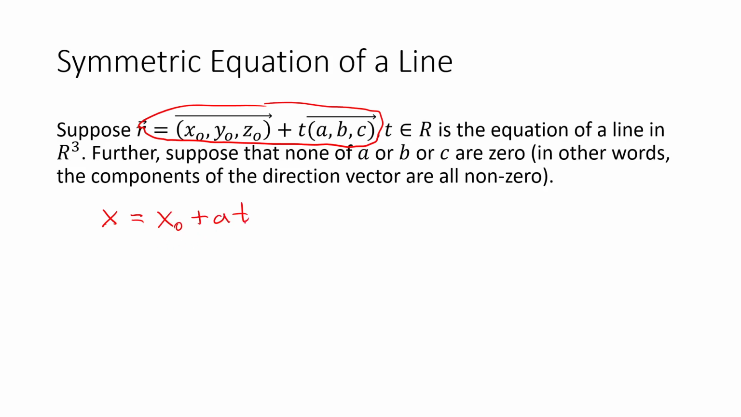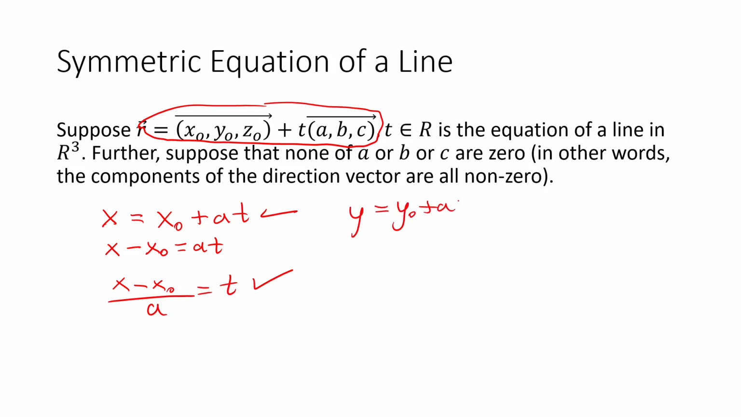We'd be able to solve for t in that equation right there by subtracting x naught from both sides and then dividing both sides by a. And if we did that, we would have an expression for t. Well, similarly, we can do that for the y parametric equation. If y is equal to y naught plus bt, sorry, that should be a b there. Right, y is equal to y naught plus b times t.